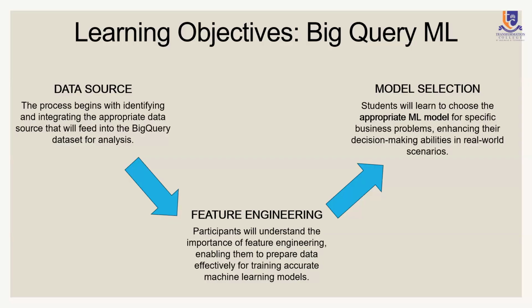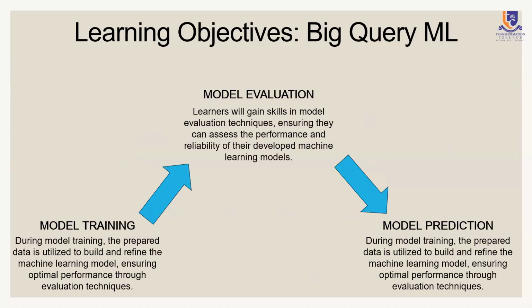Then again, we'll decide on our model, right? So we decide what type of model we'll be training. And like I said, there are different models for different use cases. For our use case, we're using a forecasting time series model, a linear regression forecasting time series model, right? And then we'll move on to the next step.